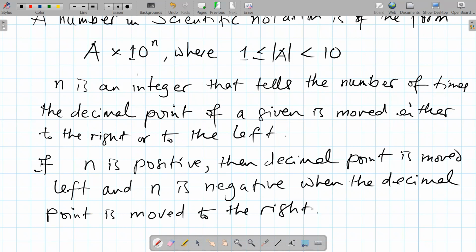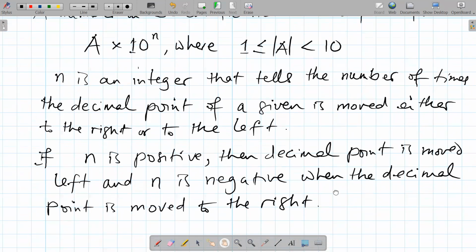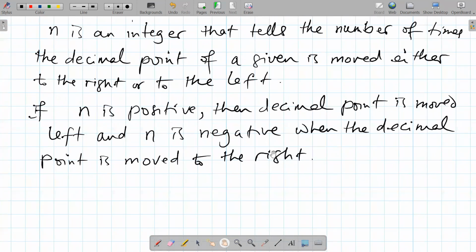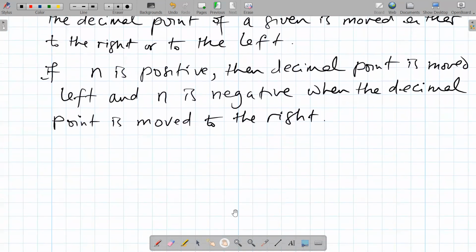Okay, so the number of times that we move to the left or to the right determines what n is. If the number of times that we move the decimal point to the left is 10, it means that n is going to be positive 10. The number of times that we move the decimal point to the right side is 5. It means n is going to be negative 5, and vice versa. So that shouldn't be too hard.